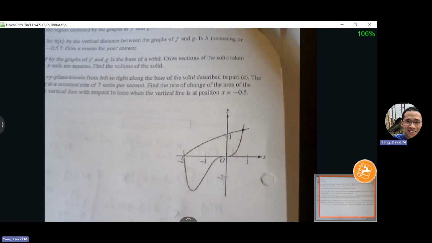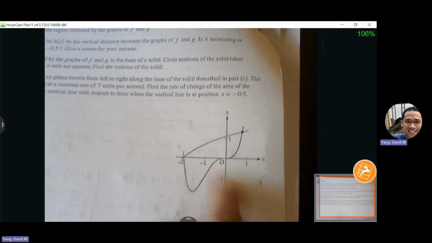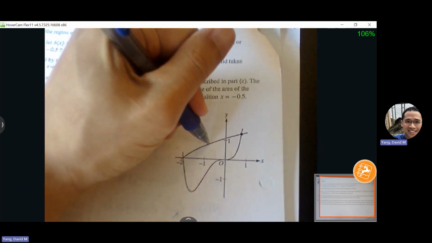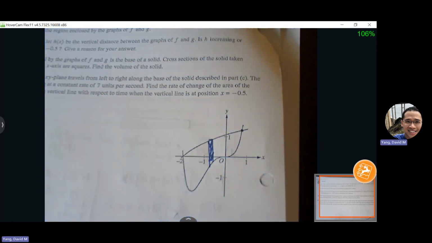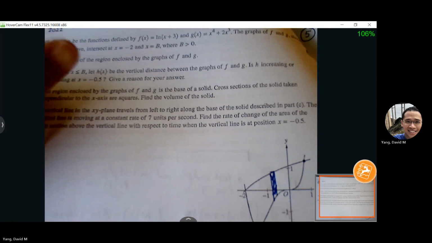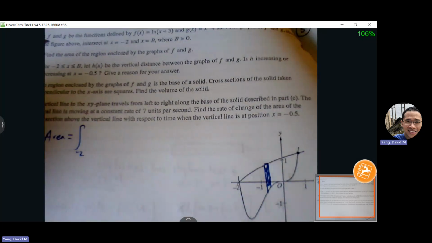We can do top minus bottom. We always want to try top minus bottom first for area, and then if that doesn't work, then our last resort is right minus left. But we should always try top minus bottom. Here, the top function is clearly the natural log. The bottom graph is clearly the x to the fourth. So we can just do area is just the definite integral from -2 to, and we find that intersection ends up being 0.782.